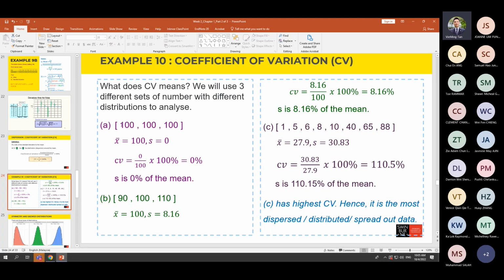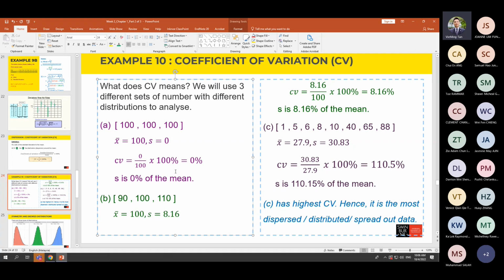Okay, let's try one example here. Let's say set A, we have only 3 data. Assume that we already get the mean and standard deviation. The standard deviation is 0 because all of the data have the same number, 100. So that means standard deviation is equal to 0. Let's say we already have these 2 values. So in order to get the CV, we just simply substitute the value of standard deviation 0 and the mean value is equal to 100. So simplify, you'll get 0%. CV is equal to 0%.